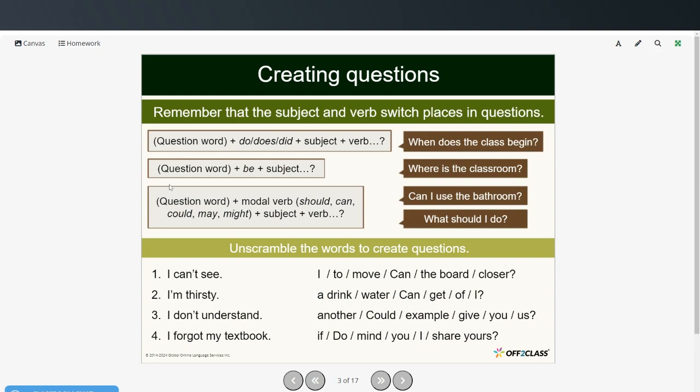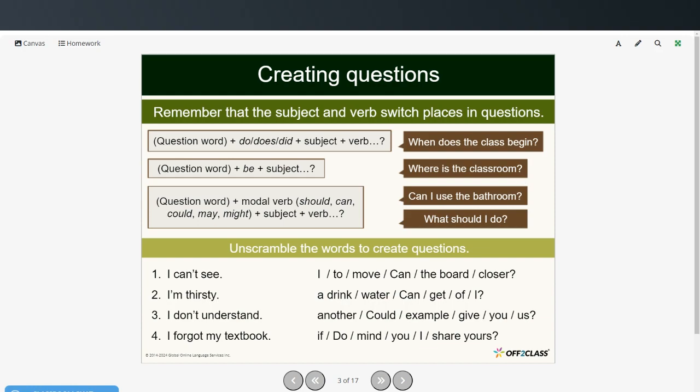You could also have the structure of the question word plus a form of the verb to be and then the subject. So where is the classroom? Where is the question word? Is the present simple form of to be, and classroom is the subject.